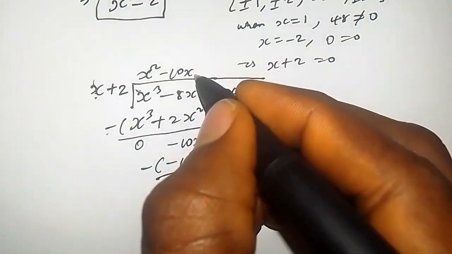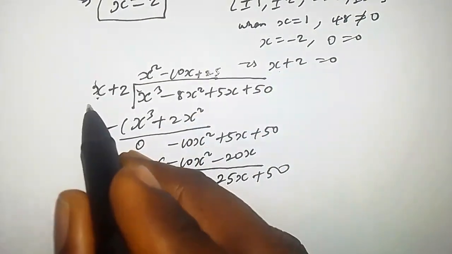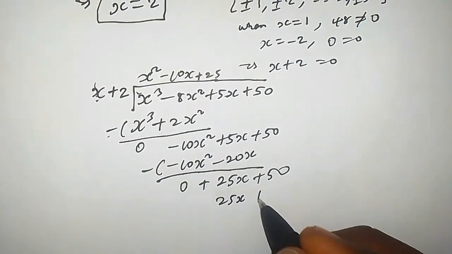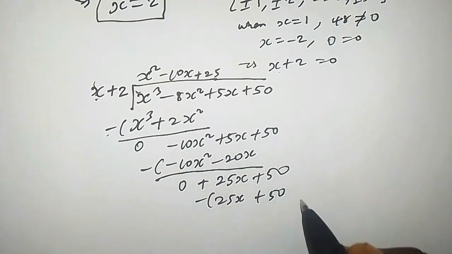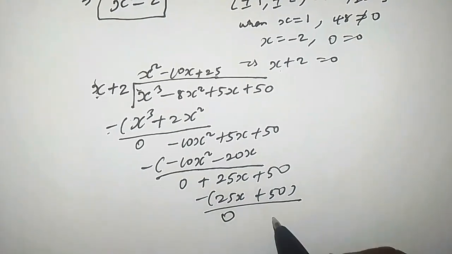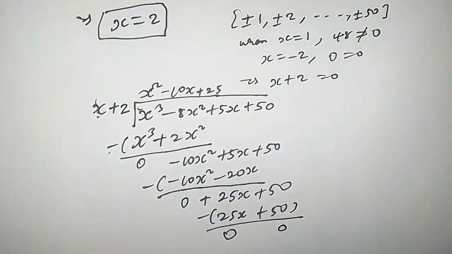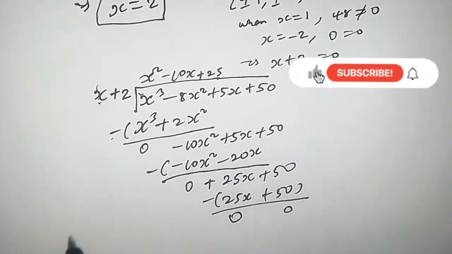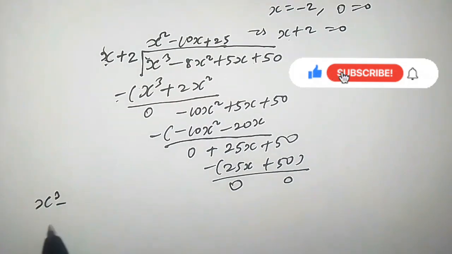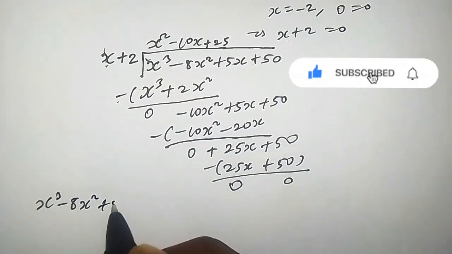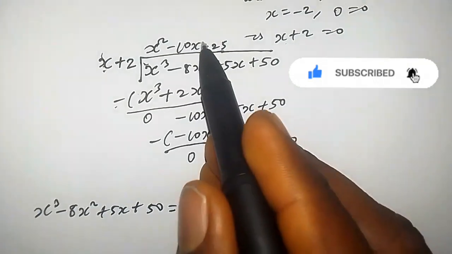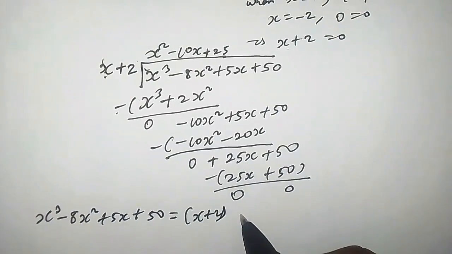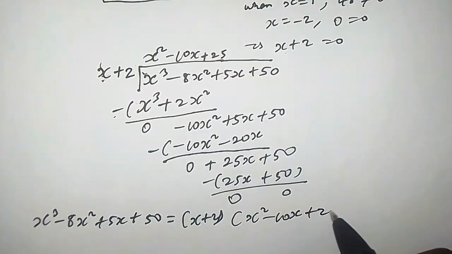25x over x, that is plus 25. x times 25, we have 25x. 2 times 25, that is plus 50. When you do the subtraction, we arrive at 0. So that means our polynomial x cubed minus 8x squared plus 5x plus 50 is equal to the product of x plus 2 times x squared minus 10x plus 25, which is equal to 0.